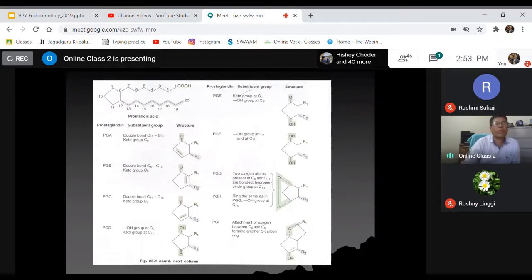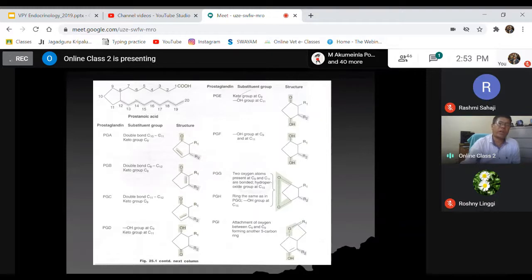Then carbon number 1 to carbon number 8 forms one side chain, and carbon number 13 to carbon number 20 forms another side chain. So there are two side chains, one attached to carbon number 8, another attached to carbon number 12. There's a 5-member ring formed by linking carbon number 8 to carbon number 12. This is the structure of prostanoic acid. This is the parent compound for the prostaglandins.